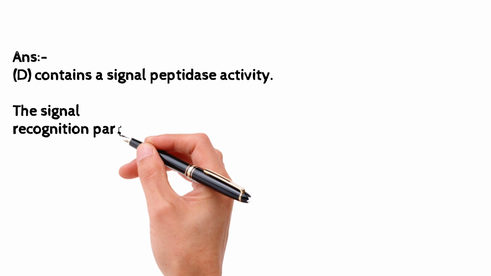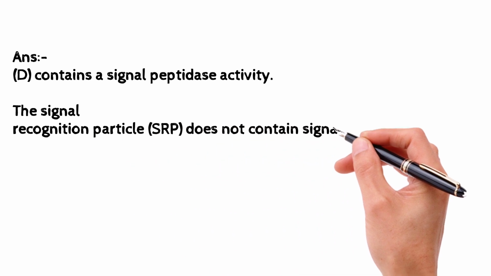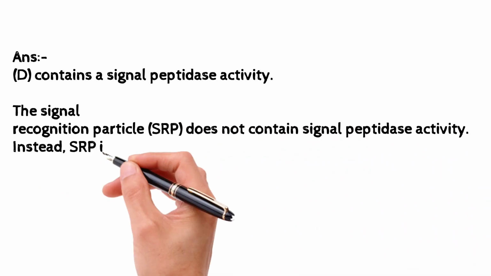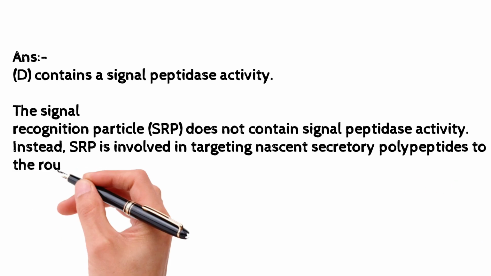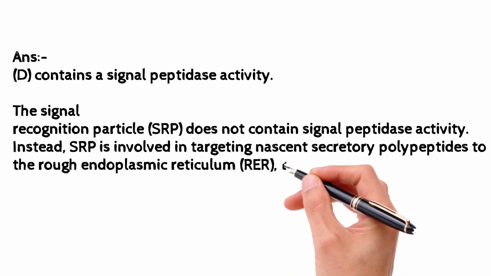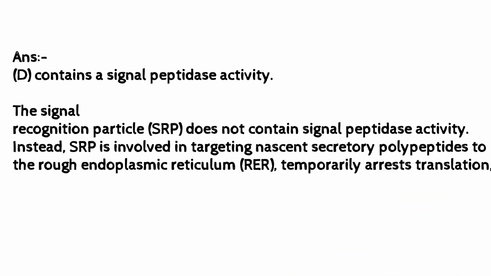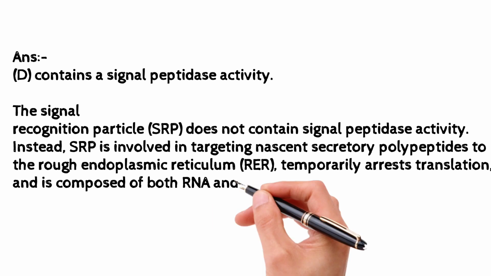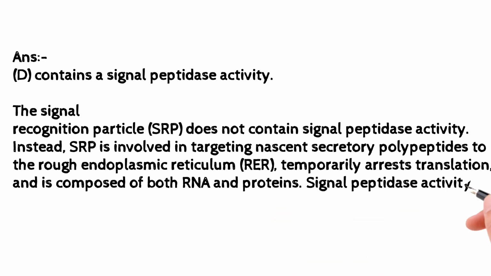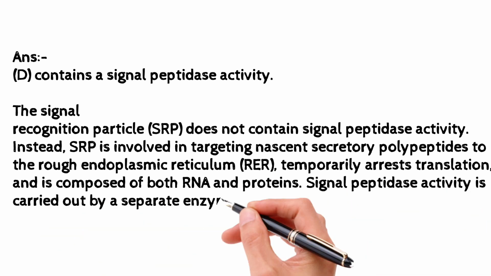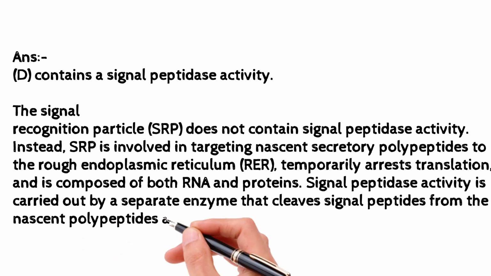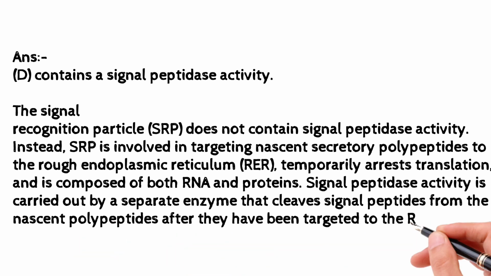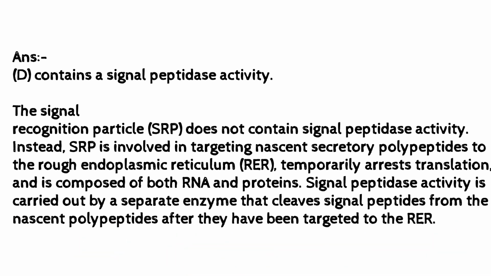The signal recognition particle, SRP, does not contain signal peptidase activity. Instead, SRP is involved in targeting nascent secretory polypeptides to the rough endoplasmic reticulum, RER, temporarily arrests translation, and is composed of both RNA and proteins. Signal peptidase activity is carried out by a separate enzyme that cleaves signal peptides from the nascent polypeptides after they have been targeted to the RER.